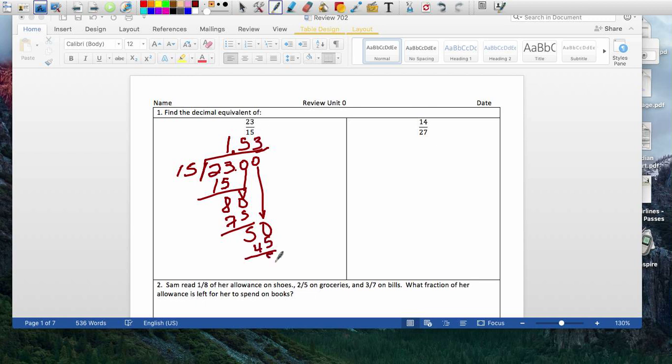And here's our repeating number. Right? It's going to be 3 again. So we know it's going to be 3, 3, 3. Final answer 1.53. Bar notation on 3.